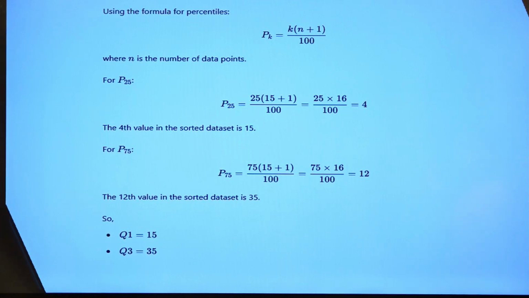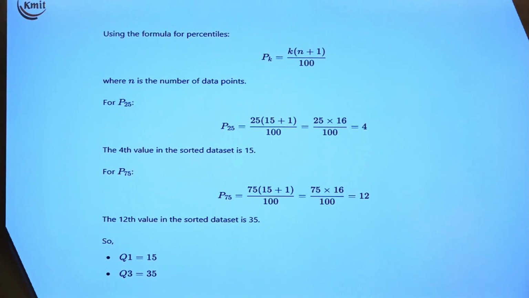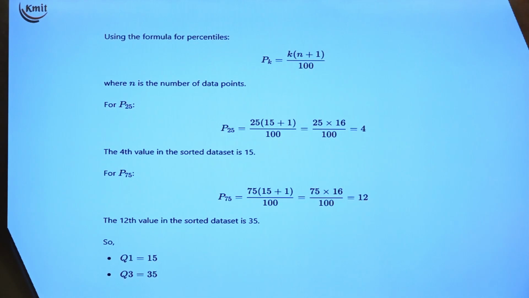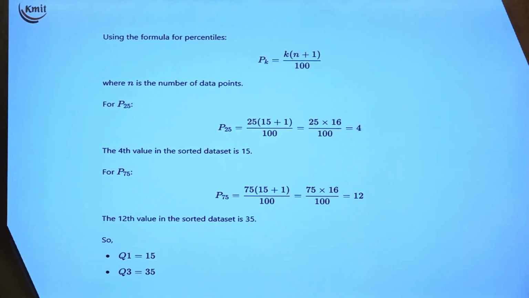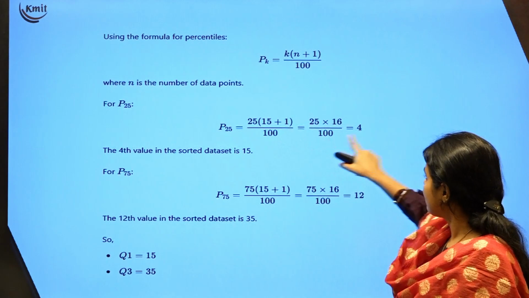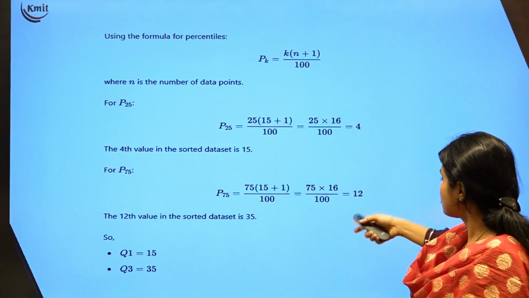The formula for finding the percentiles is P of K equals K into (n plus 1) divided by 100. Here K is the percentile value, and n is the number of samples. So P of 25 would be 25 into (15 plus 1) divided by 100, which is 4. In a similar way, when I calculate P of 75, it is 12. So the P25 position is 4 and the P75 position is 12.